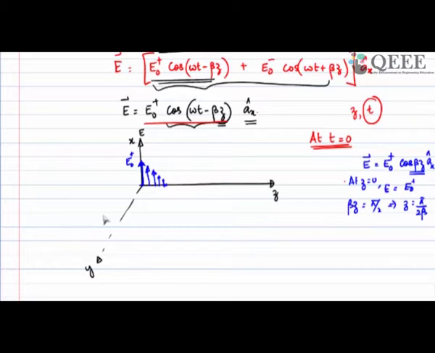Similarly, at z equal to pi by beta, it would reduce to minus 1, which means cos would reduce to minus 1. So my vector is reaching minus E naught plus. And again, after one more quarter cycle, it will go to 0.